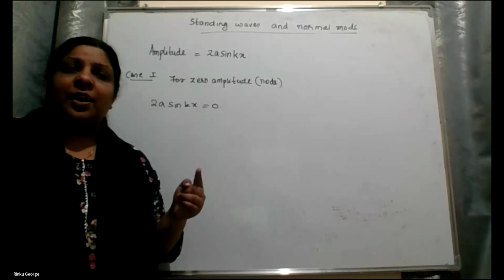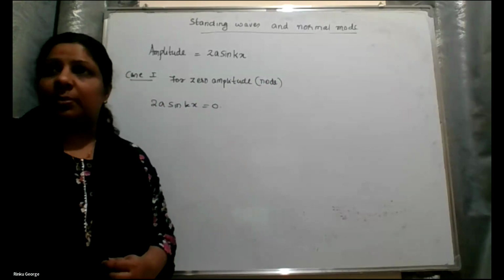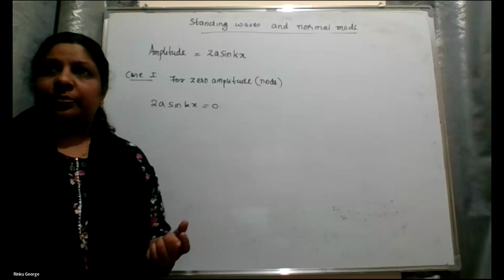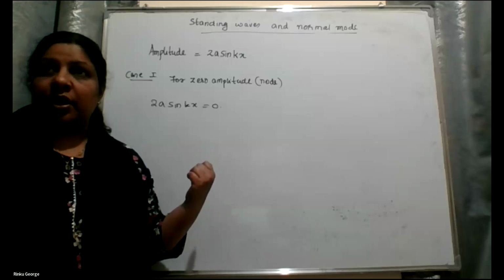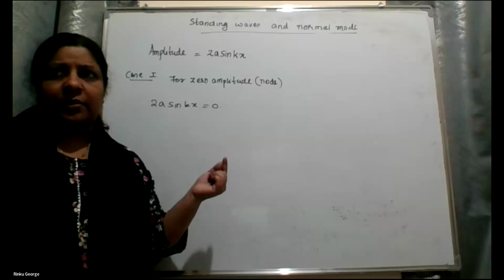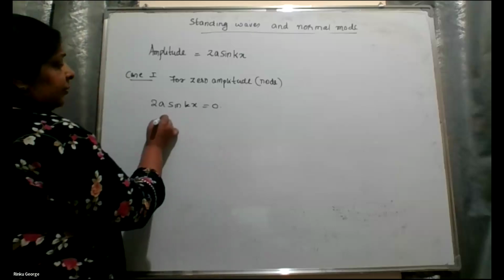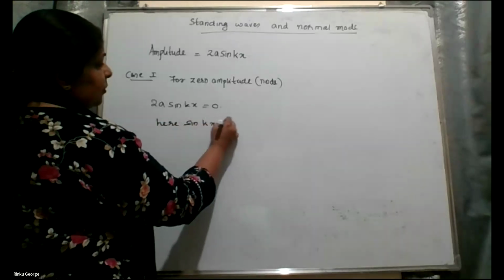So what was the equation for y1? Y1 was a sine kx minus omega t. Y2 was a sine kx plus omega t. So a can never be 0. So 2a can never be 0. So here what can be 0? Sine kx. For amplitude to be 0, 2a can never be 0, but sine kx can be 0. So you can write here sine kx is equal to 0.